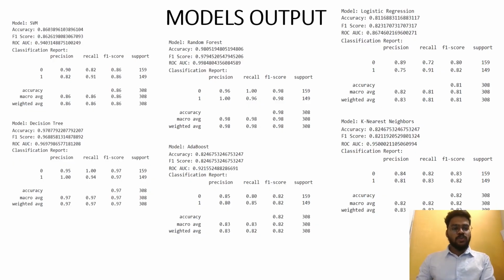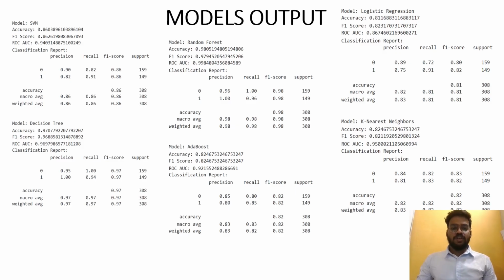First, the model is SVM. It has an accuracy of 0.86, an F1 score of 0.86, and ROC AUC of 0.94. And the second model is decision tree. It has an accuracy of 0.97, F1 score of 0.96, and ROC AUC of 0.96.